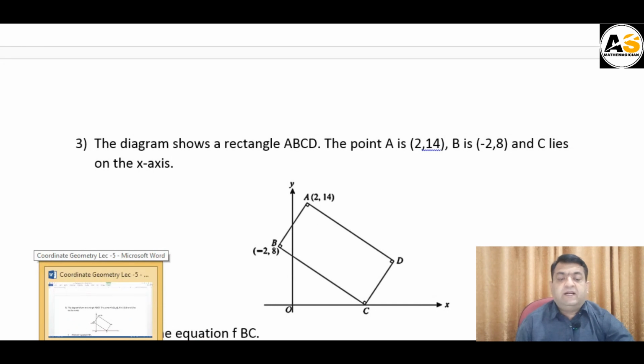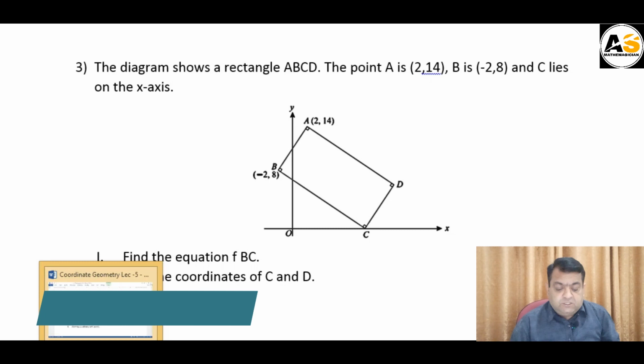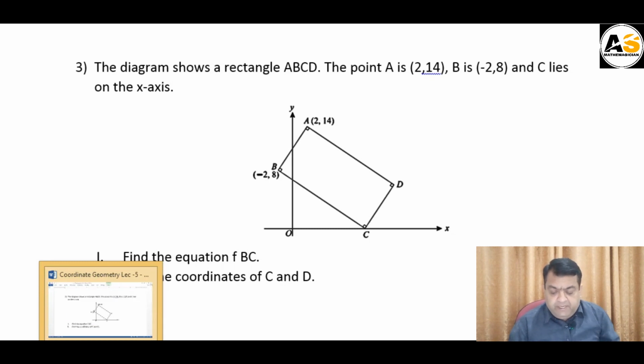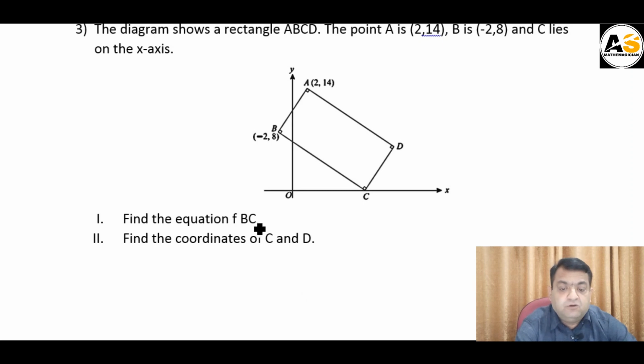The diagram shows a rectangle ABCD. Point A is 2, 14 and point B is minus 2, 8, and it is given that C lies on the x-axis. C lies on the x-axis. What we have to do? We have to find the equation of BC. First we have to find the equation of this BC, and then we will have to find the coordinates of C and D. Okay.